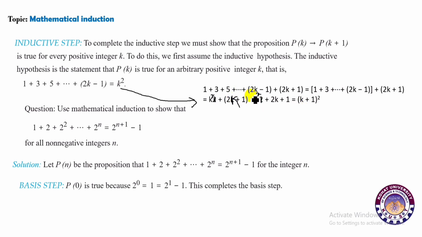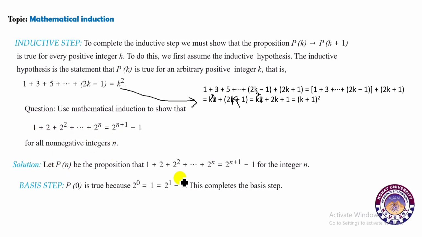n square. Question. Use mathematical induction to show that 1 plus 2 plus 2 square plus up to 2 raised to the power n is equal to 2 raised to the power n plus 1 minus 1 for all non-negative integers n. Here we have to prove this proposition for all non-negative integers n, therefore the starting integer will be here 0. So let us label this proposition by p of n.